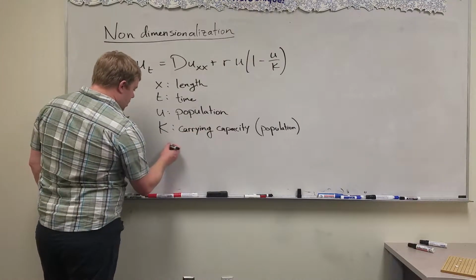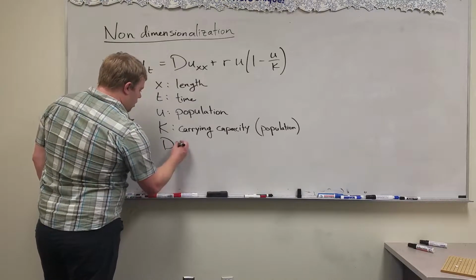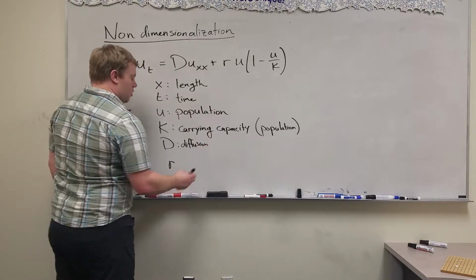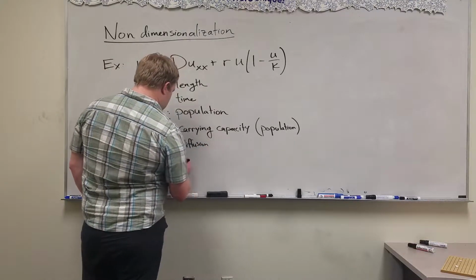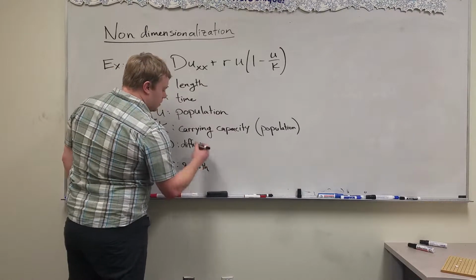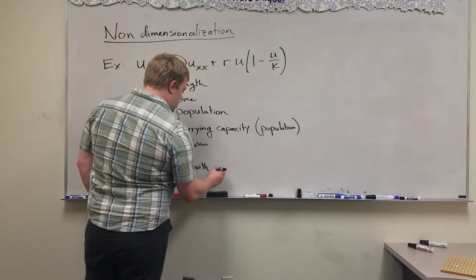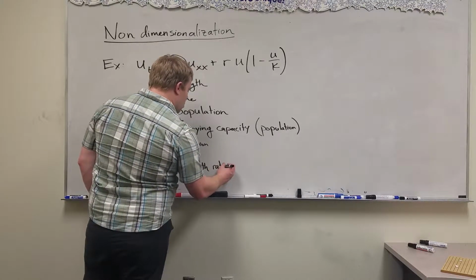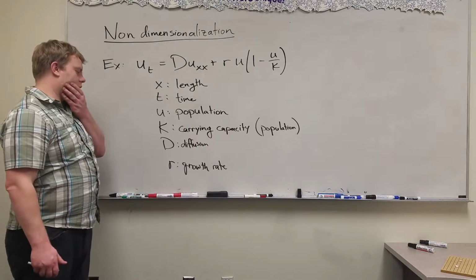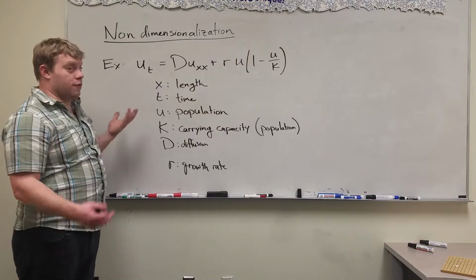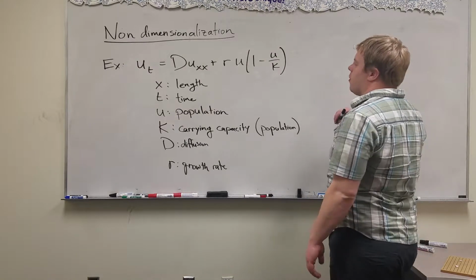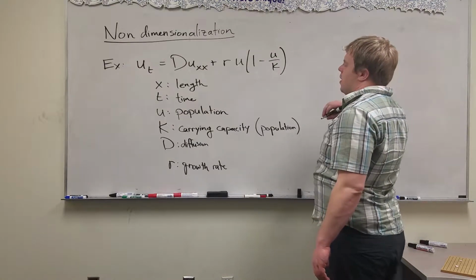We also have these constants d and r. D is a diffusion constant, and r is a growth rate. If you have experience with this type of dimensional analysis, you probably already know what dimensions these are, but if this is your first time seeing it, it might be hard to think of what the dimension of a diffusion constant would have to be. So we're going to perform a little bit of dimensional analysis here.